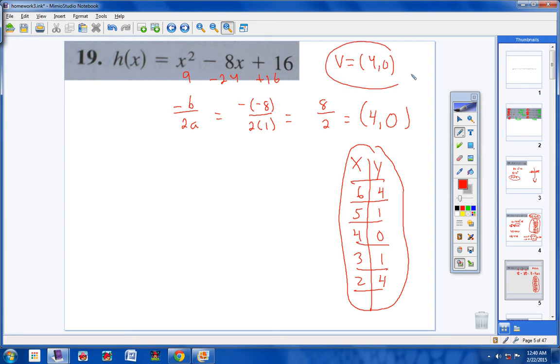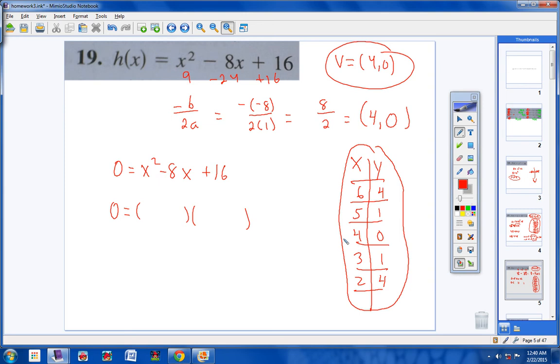Here's the vertex. Okay, now let's quickly find the x-intercepts. Okay, remember to put 0 in for y. So 0 equals x squared minus 8x plus 16. Okay, well guys, I think we can factor this. Yes, we can. What two numbers multiply together give me 16? When added together, give me negative 8. And actually, it's kind of funny. I'm just not saying things very quickly tonight.